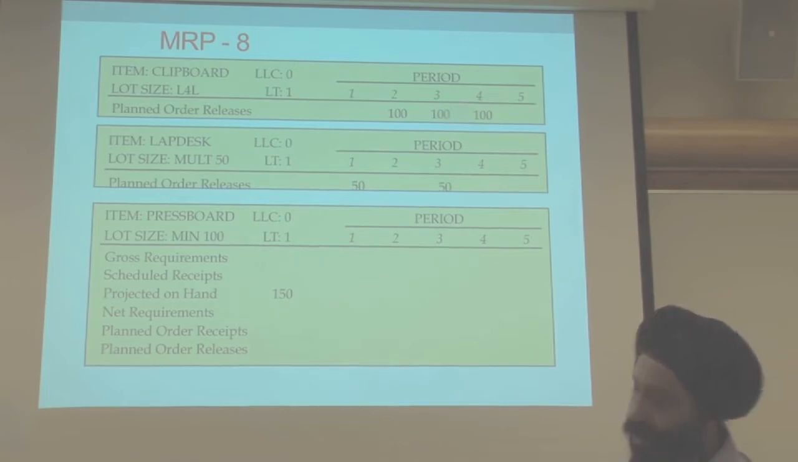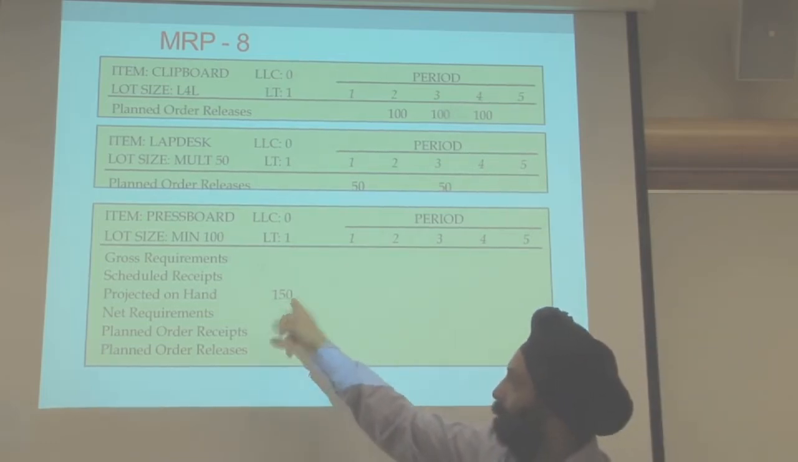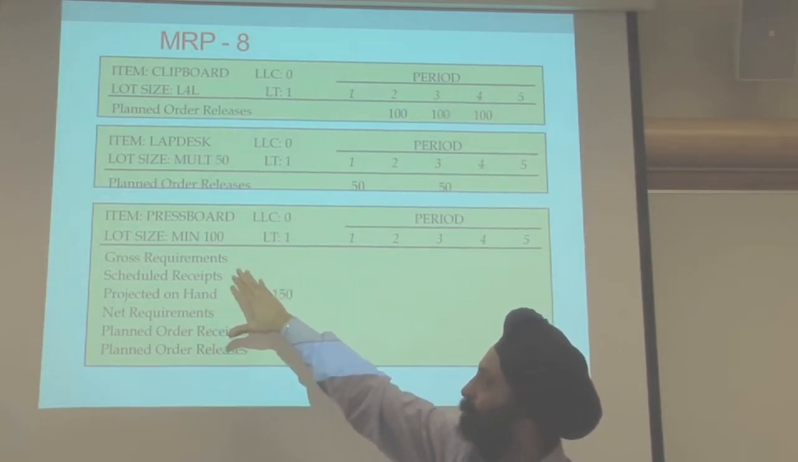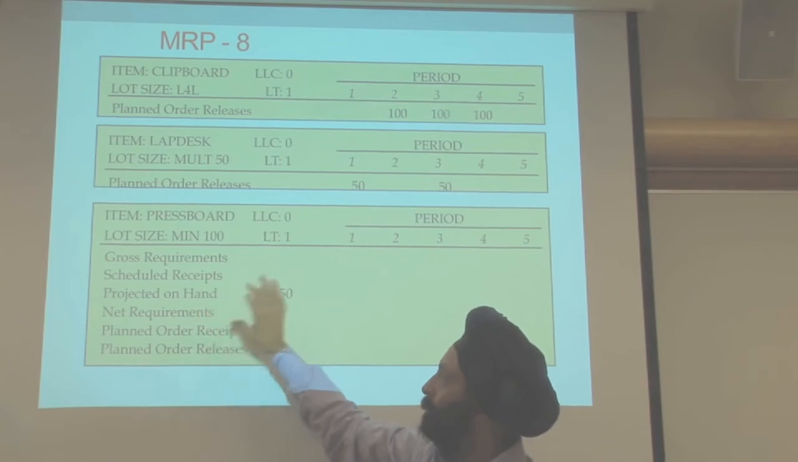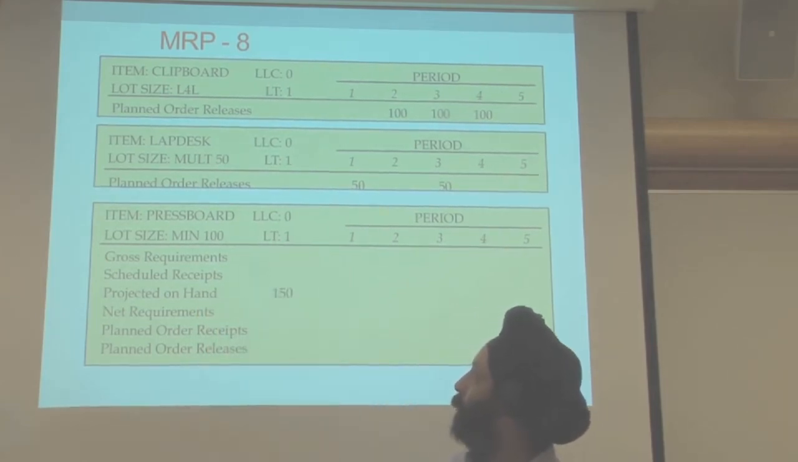Now, in this particular case, you can see you also are given, from the original input, the lot size for press board is a minimum of 100 units. Projected on hand is 150, that's already in the warehouse, and lead time is 1 period.